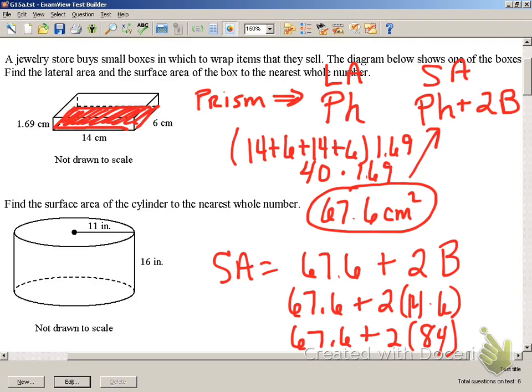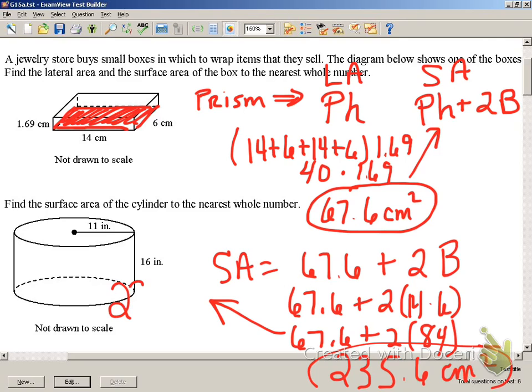And when we do that, we get an answer of 235.6. And that is centimeters squared. So 235.6 centimeters squared would be our answer. That's a little low, maybe you can't see it.